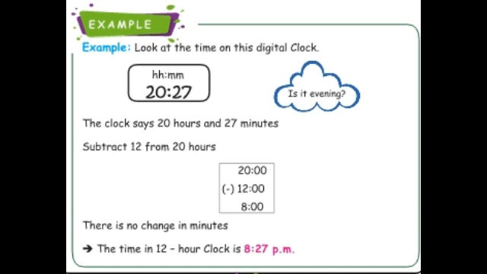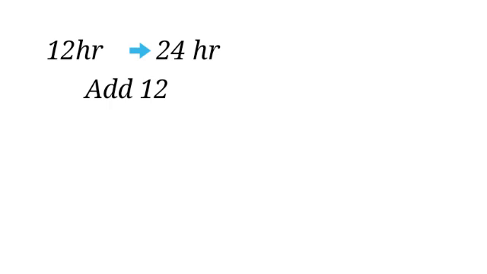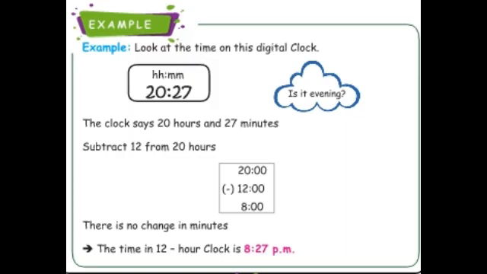See, now we have 20 hours. We need to write it in terms of 12 hours time format. So how to convert 24 hour to 12 hour? To change time to 12 hour clock, subtract 12 from the given timing. So 20 minus 12 becomes 8. So what is the time now? 8 o'clock. But here the question is given in terms of 20:27. How to write this time? 8:27 p.m. Isn't it, my dear students?